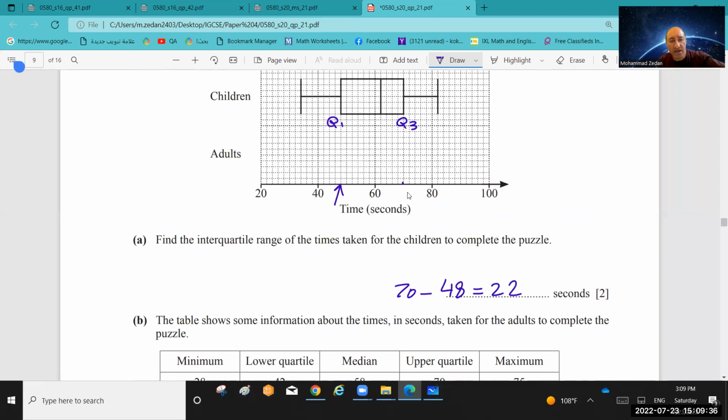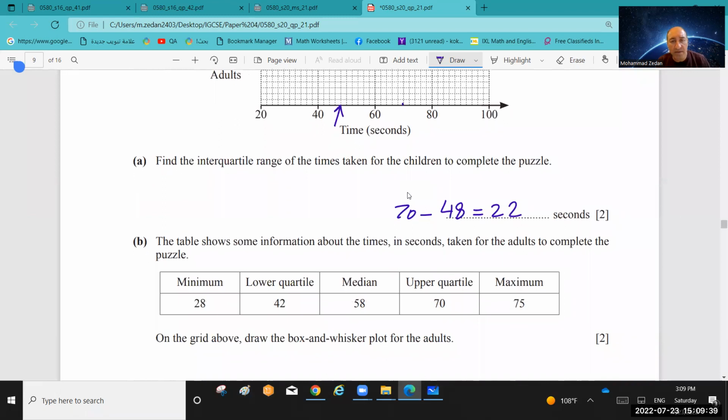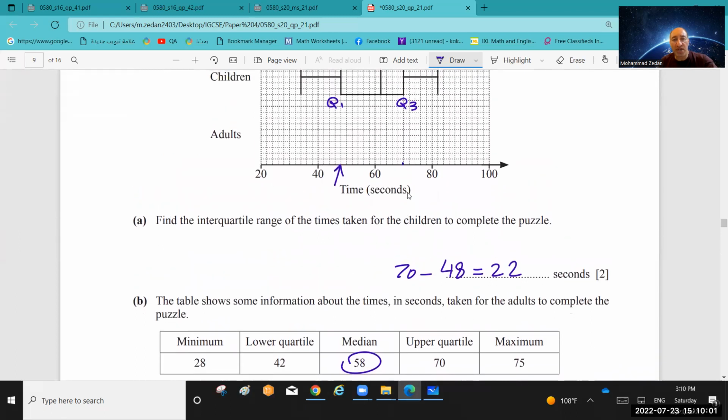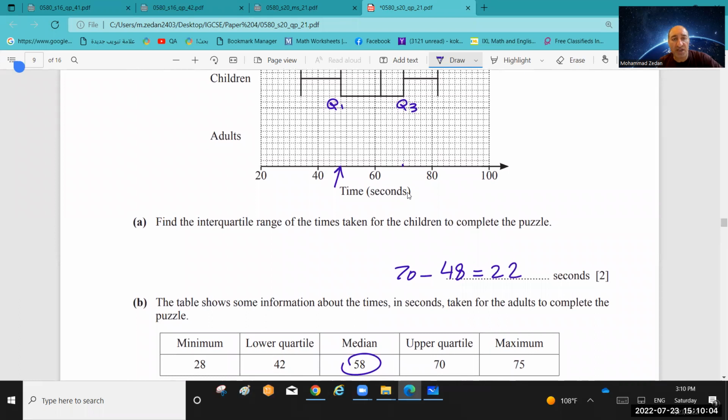And after that, the table shows some information about times in seconds taken for adults to complete the puzzle. These are 5 points: 1, 2, 3, 4, 5: minimum and maximum, lower quartile, upper quartile, and median in the middle. On the grid above, draw the box and whisker plot for adults. So you just take these points and draw. Look at these points here down on the screen. 28. You go to 28 and mark a point. This point is 30, so 28 is here. And the second point is 42. 42 is here.